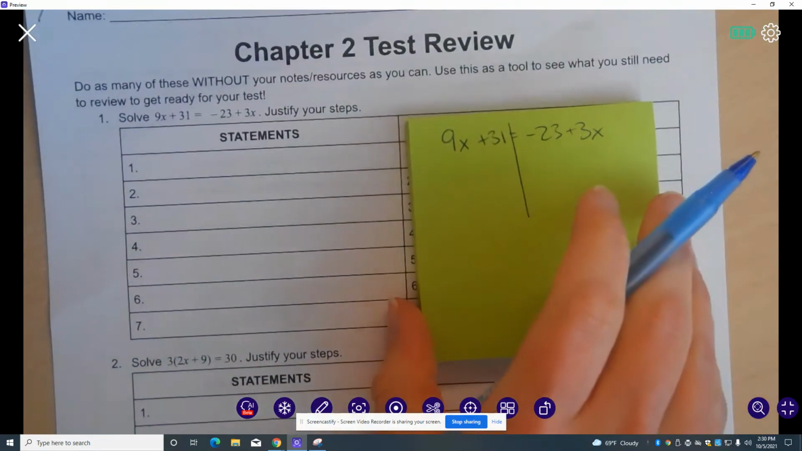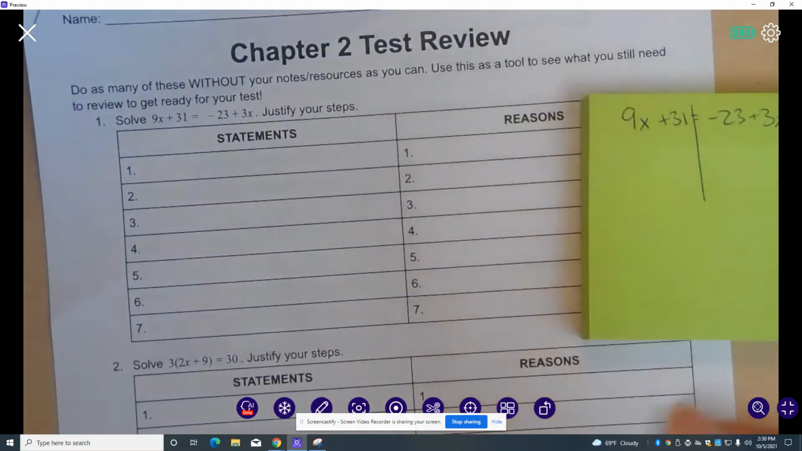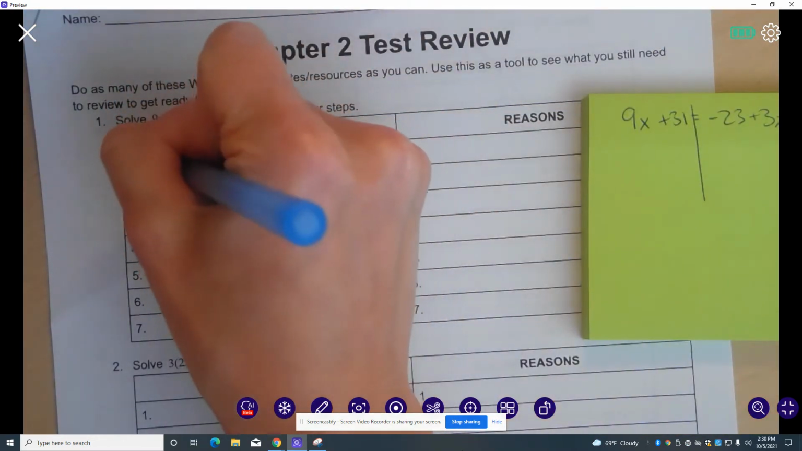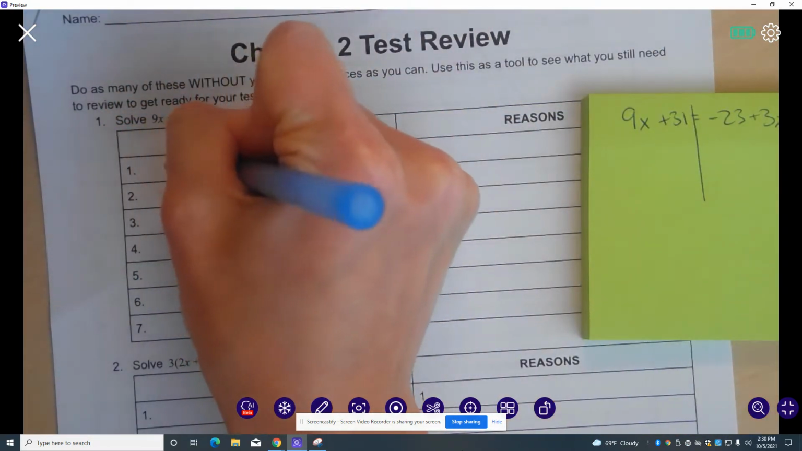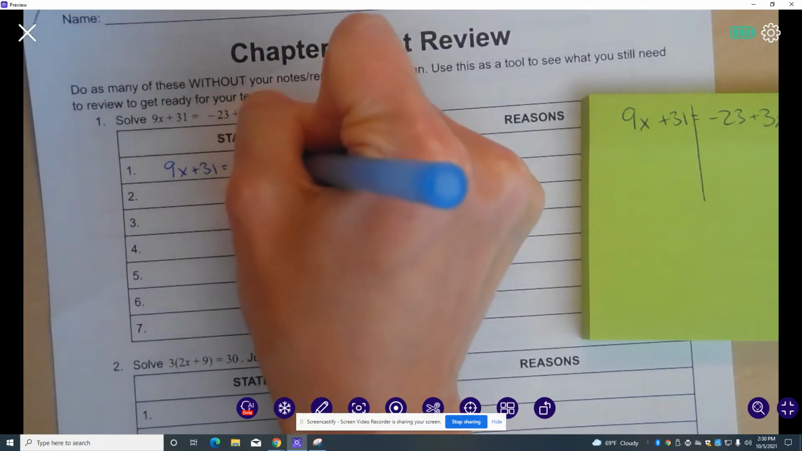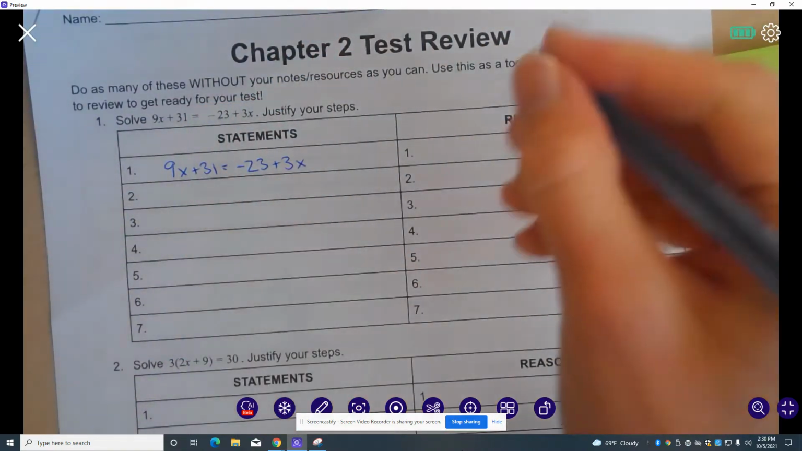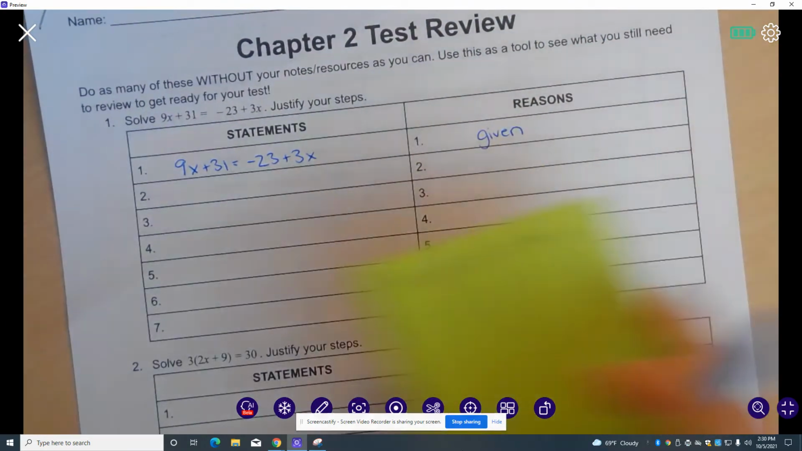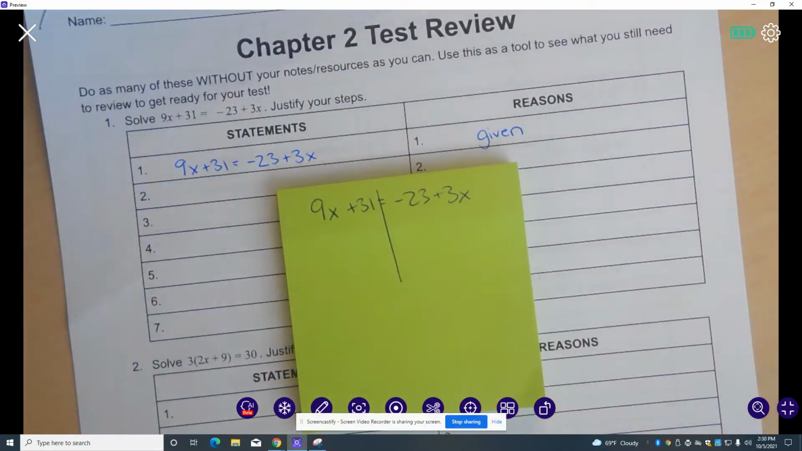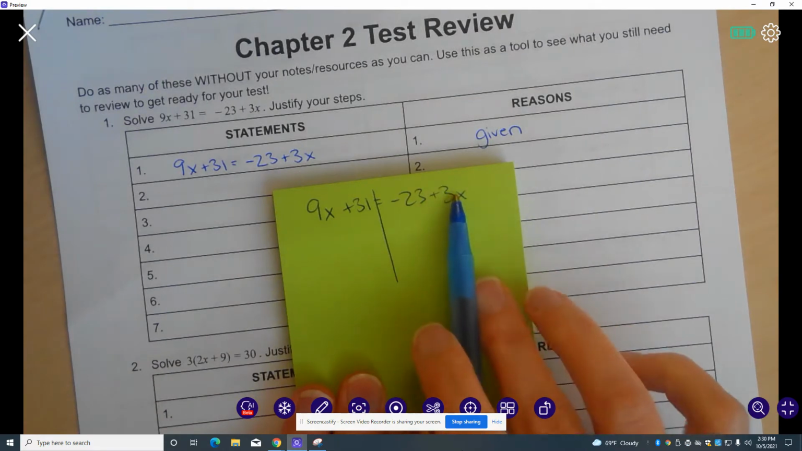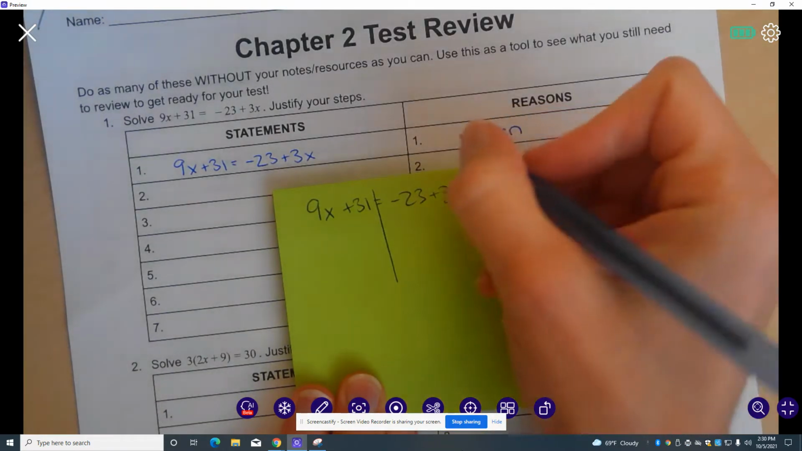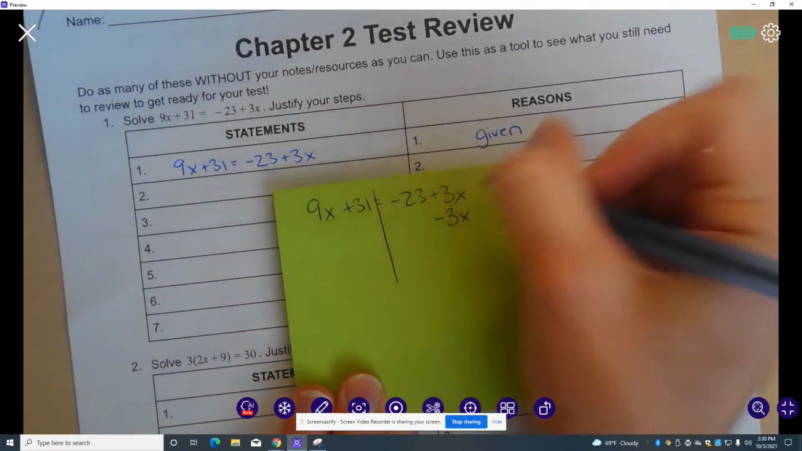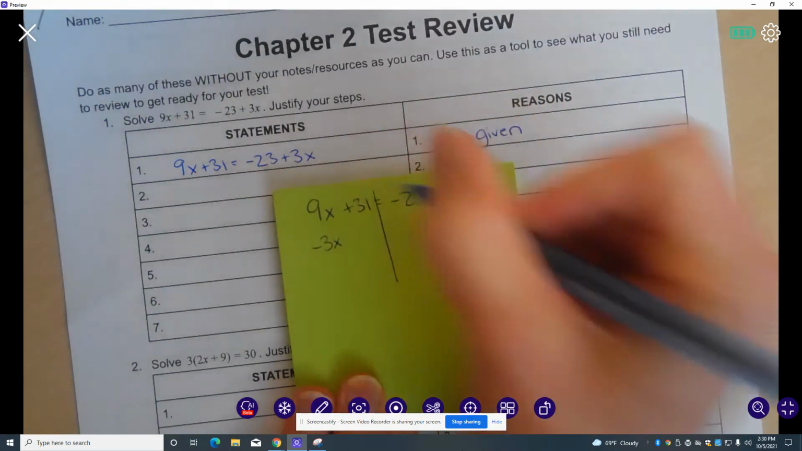So we want to solve for x. We're always going to start with our given equation, our given statement. So I'm just going to rewrite the equation that I'm going to solve in my first statement, and that's given to me. Okay, I want to solve for x, so I want to move all my x's to one side of my equal sign. So I'll get rid of this 3x. To get rid of it, I'm going to do the opposite. So I'm going to subtract 3x from both sides.